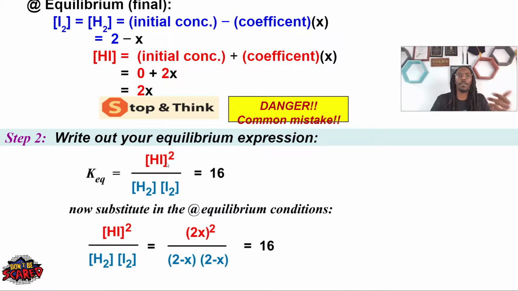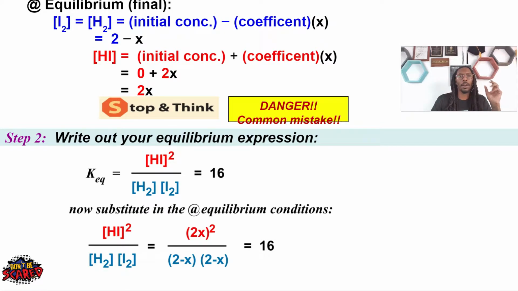Because that coefficient is 2, and then H2, I2 on the bottom for our reactants. And then we're going to set that equal to 16 because they give us our K, right? So they give us our K. Now from here, this is where we can start plugging in different things.